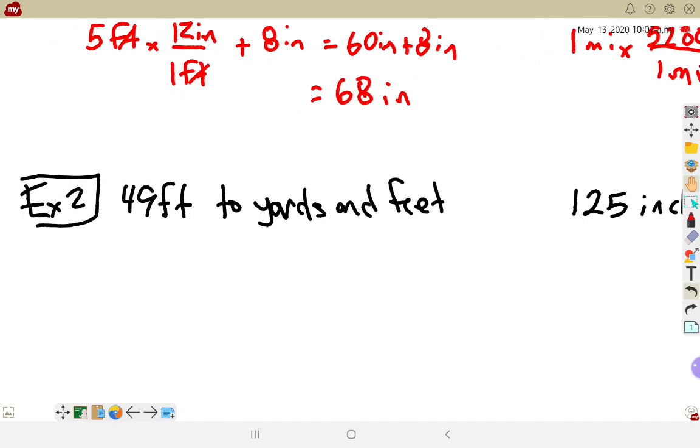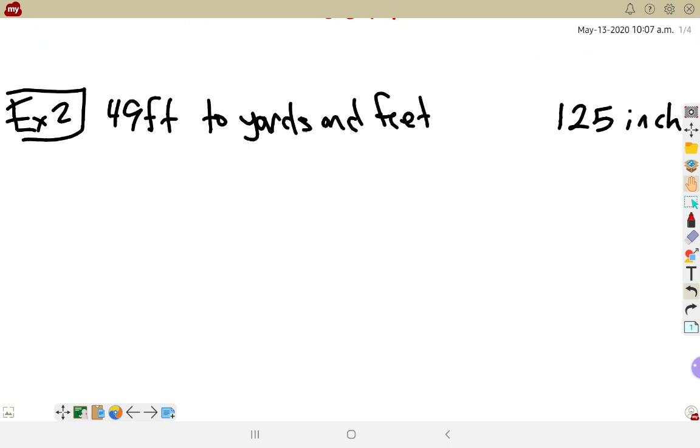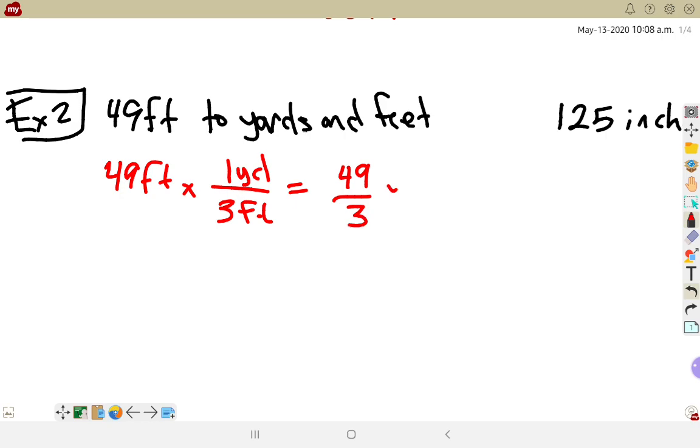Okay, now if I'm going from feet into yards and feet, that would be something like, well, I've got 49 feet, and I'm going to change that into yards, which is the bigger measurement, right? So I've got 3 feet on the bottom and 1 yard up top. My feet would cancel, so I get 49 over 3 yards. Now this doesn't work out nicely, but 3 goes into 49 16 times, so I end up with 16 and 1/3 of a yard.